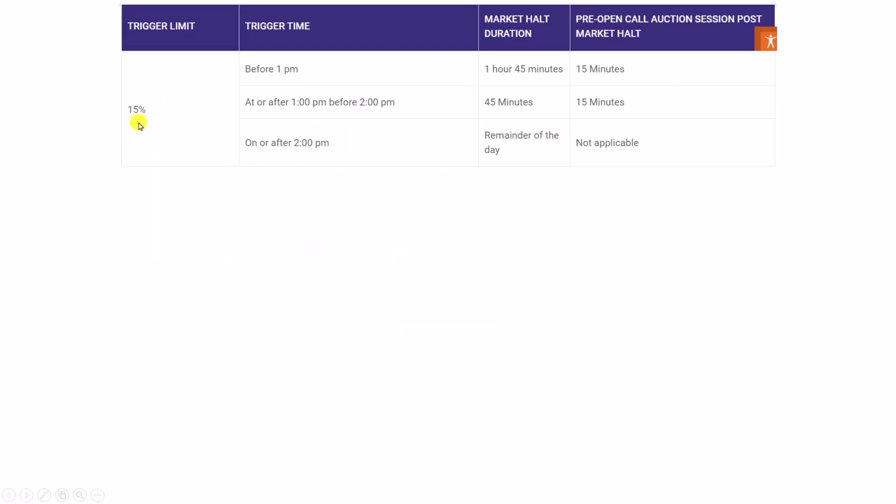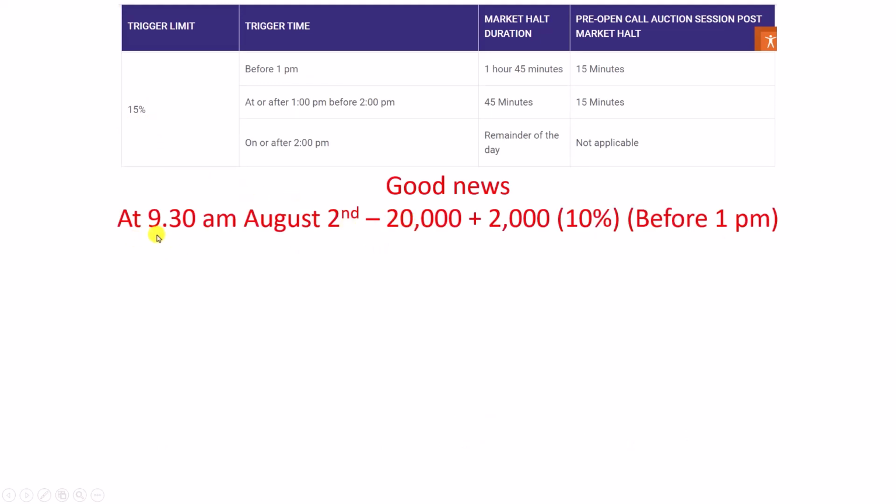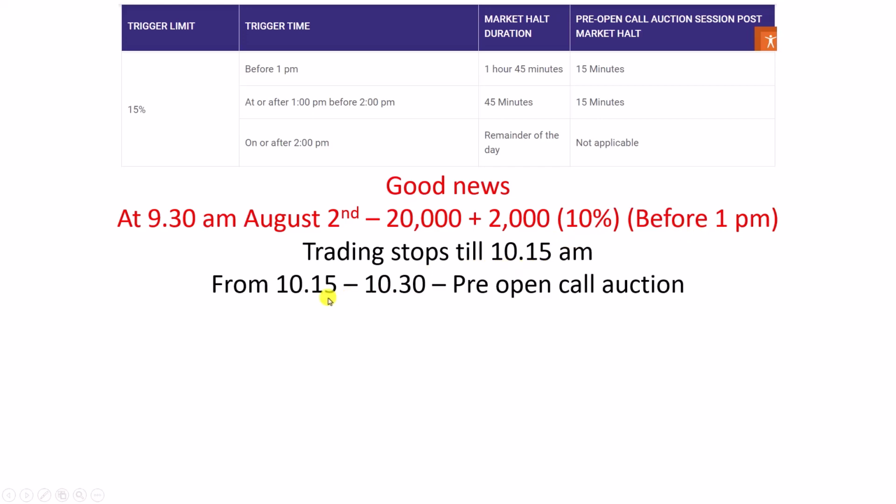Next, let us take 15%. Let us say that there is good news, and due to which at 9:30 a.m. the Nifty hits the first trigger limit, which is 10%. Since this is before 1 p.m., trading stops till 10:15 a.m. and there will be a pre-open call auction, and then the market reopens at 10:30 a.m. This is what we had seen in the previous slide.